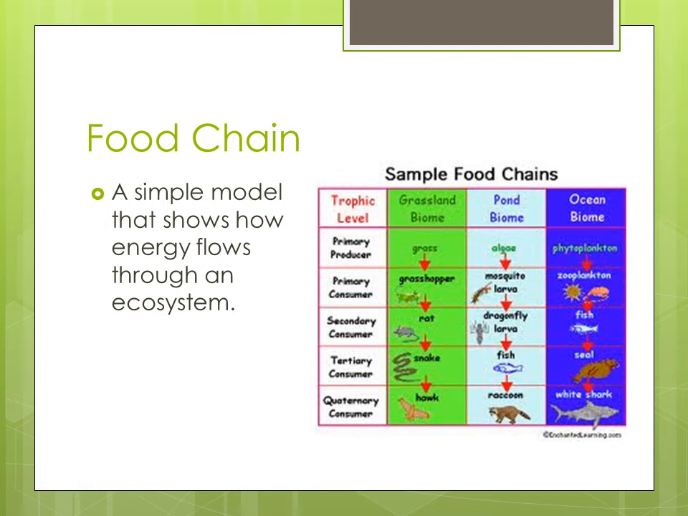So we add a little twist to it. And your primary consumer, if you're in a grassland, is a grasshopper. And then your secondary consumer, if you're in a grassland, is a rat. Tertiary consumer is a snake. And a quaternary, which is the level above tertiary, is a hawk. When you get to the ocean level, you can start getting even beyond quaternary, and you have very extensive, very long food chains once we get to the ocean level. So this gives you an idea of some food chains and how that's affected by what biome they're in.